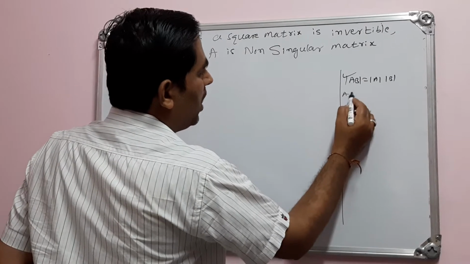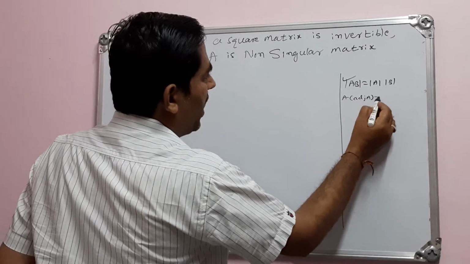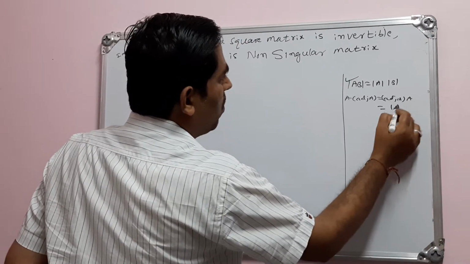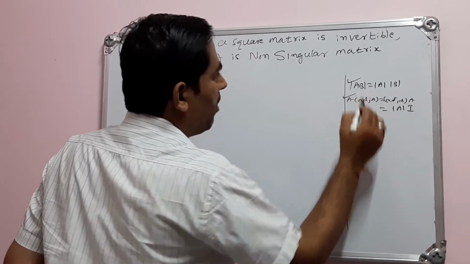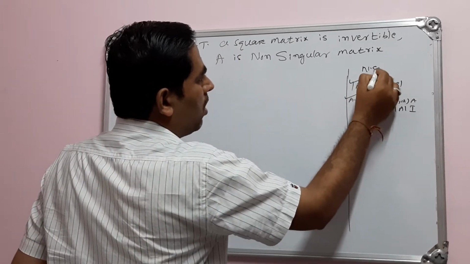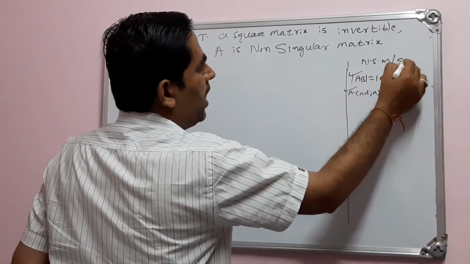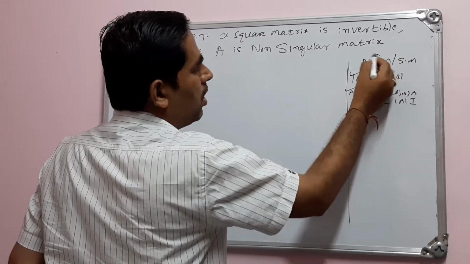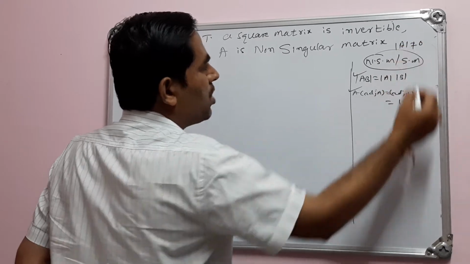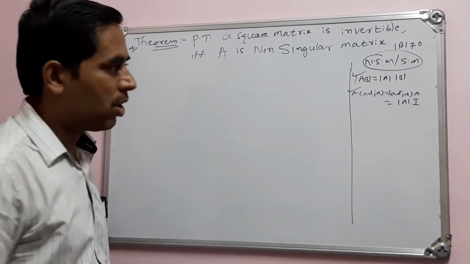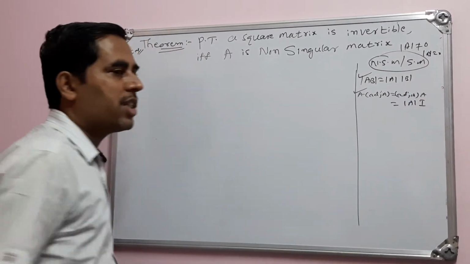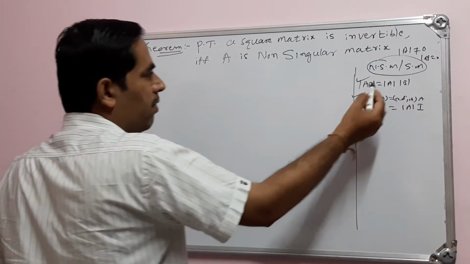And A into adjoint A is equal to adjoint A into A, which is equal to determinant of A into identity matrix. We have verified this property also. And non-singular matrix and singular matrix: we discussed the definitions of these two. If determinant of A is not equal to 0, then it is a non-singular matrix. If determinant of A is equal to 0, then it is said to be a singular matrix. So we have verified these two properties.